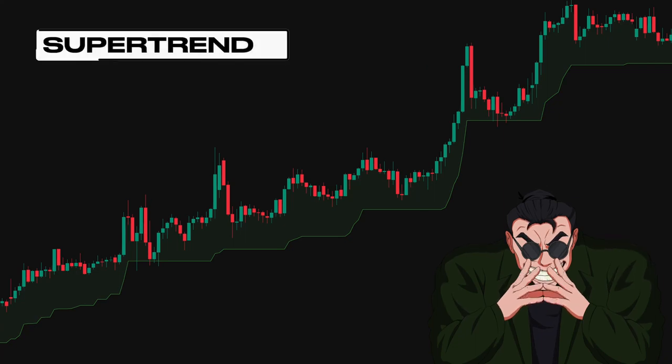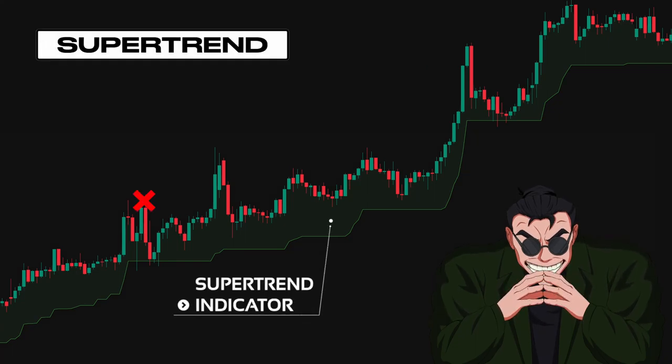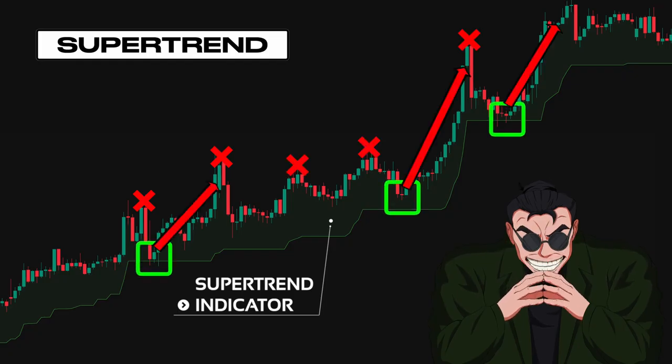One of the most effective trading tools is the super trend indicator, but you'd be surprised that most traders actually use it incorrectly. We're going to show you how to use it like a pro.